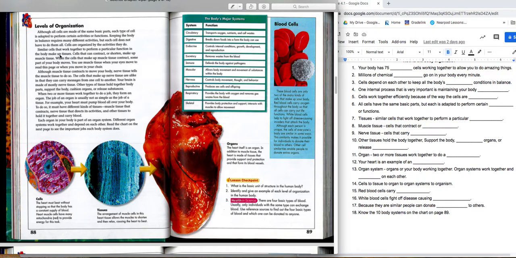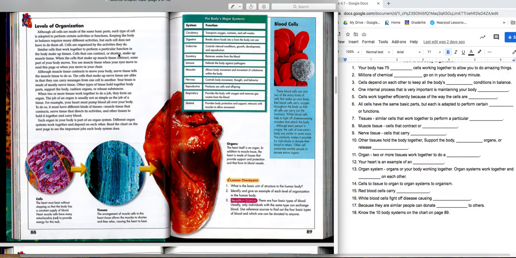All right, let's get an example of tissue. Cells that contract or shorten make up your muscle tissue. When the cells that make up muscle tissues contract, some part of your body moves. You use muscle tissue when your eyes move to read this page or when you move in your chair. So muscle cells we talked about, they're cells that contract. What does contract mean? It means to shorten.